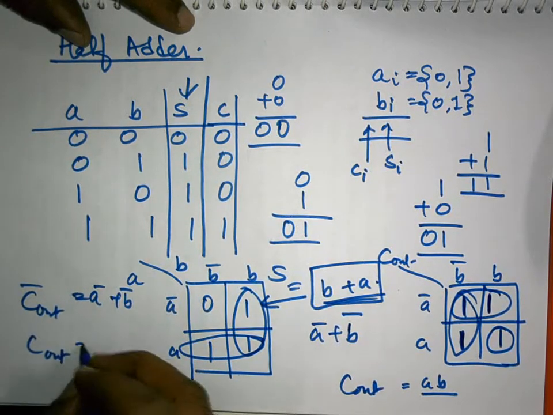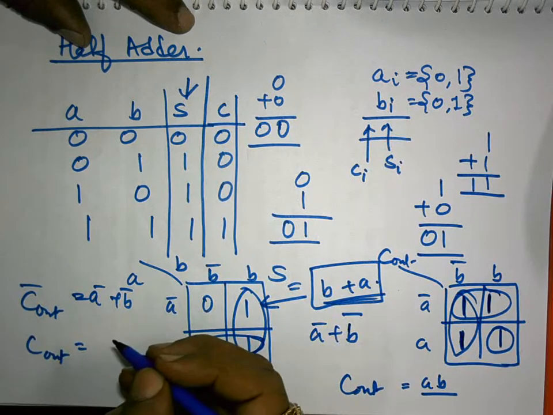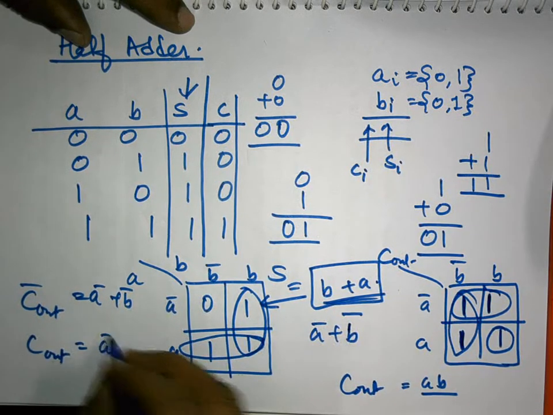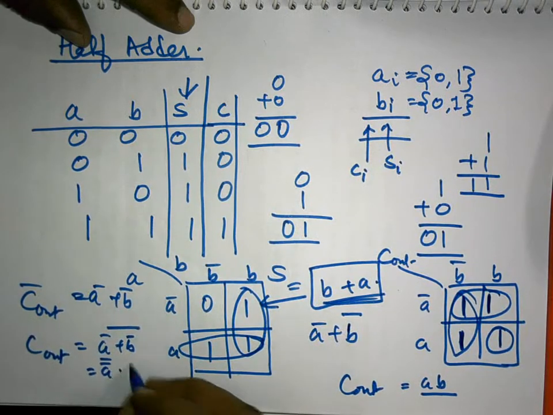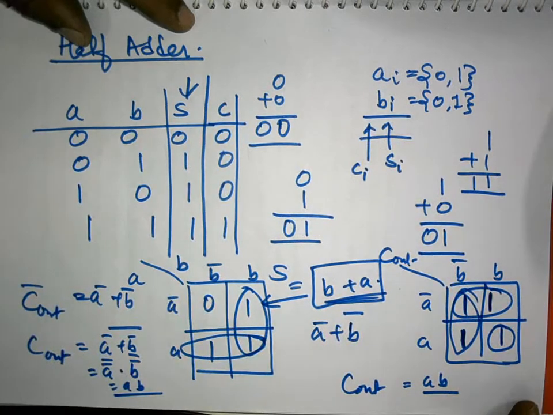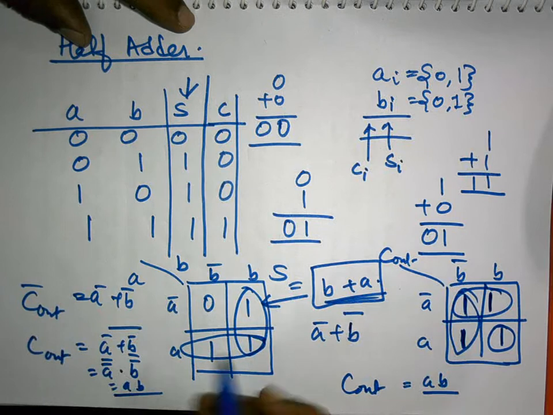To get C out, what you need to do? You have to take further complement of it. So, A bar plus B bar, whole complement. It will be A double bar dot B double bar. It is same. Okay. So, either you realize this way or that way, you are getting the same circuitry, same complexity even.